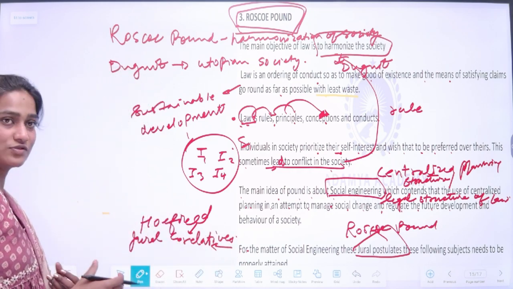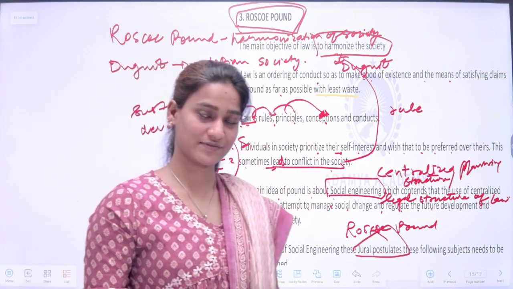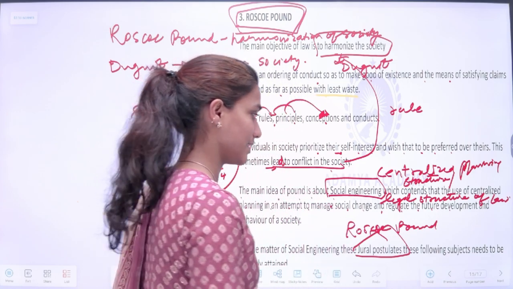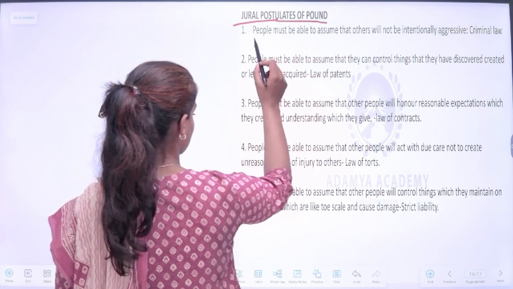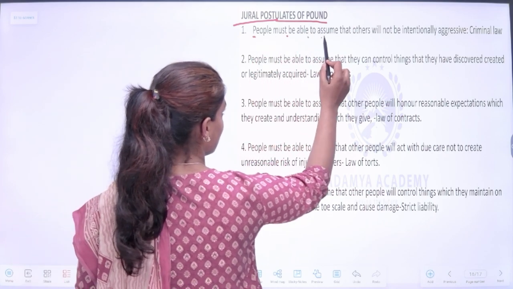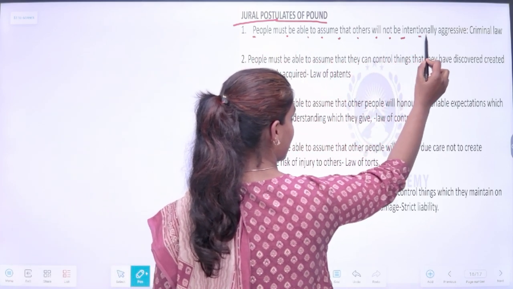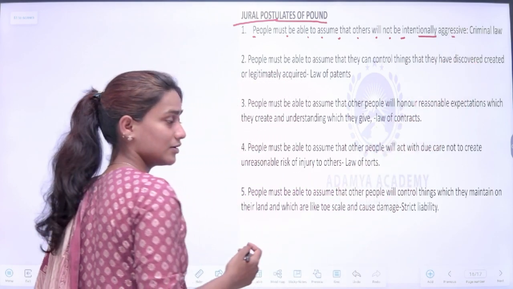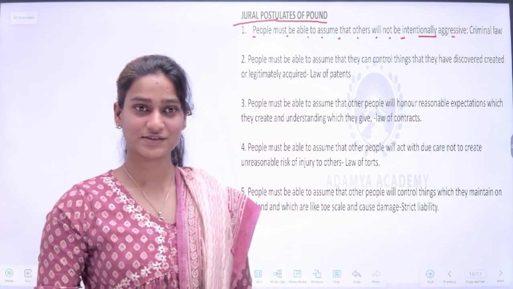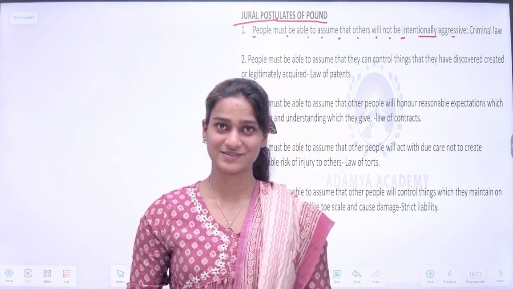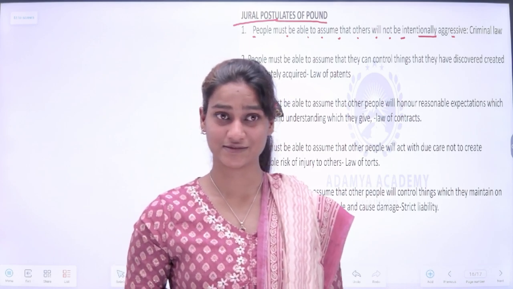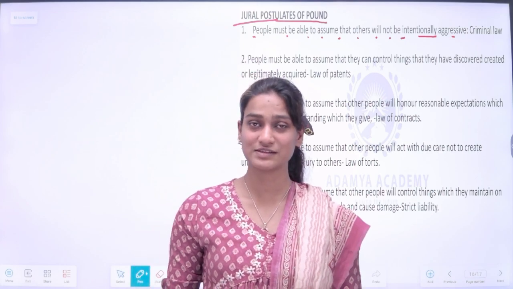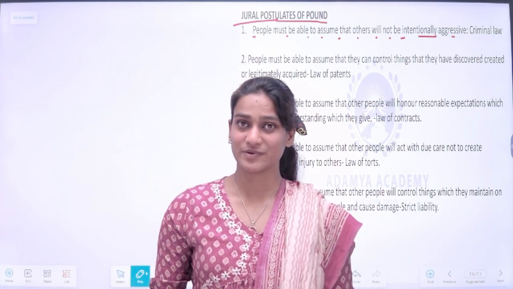So the five general postulates which Roscoe Pound has given are now shown in the next slide. General postulates of Pound. People must be able to assume that others will not be intentionally aggressive. Criminal law. Criminal law focuses on actus reus as well as mens rea. It means that not only a guilty act, but guilty intention is also needed to convict a person.